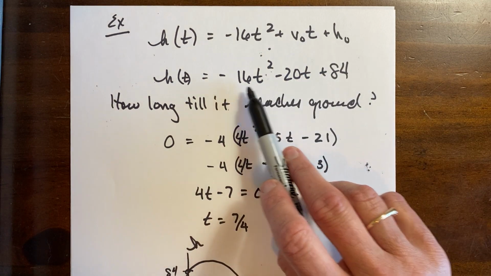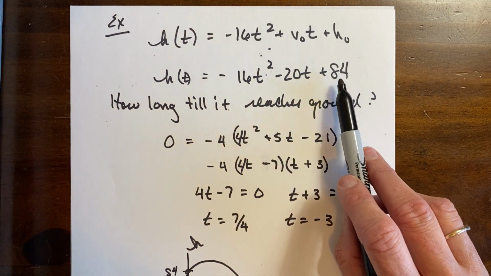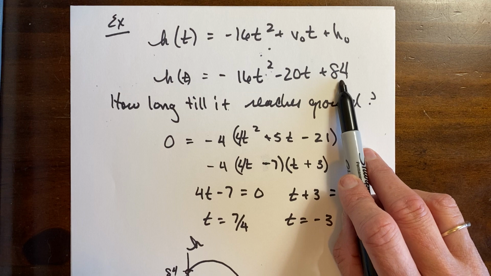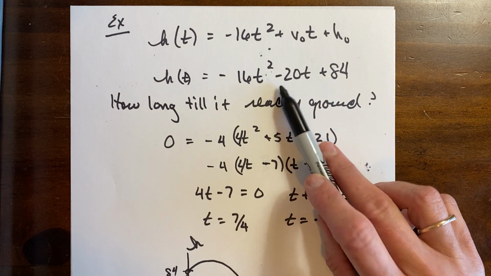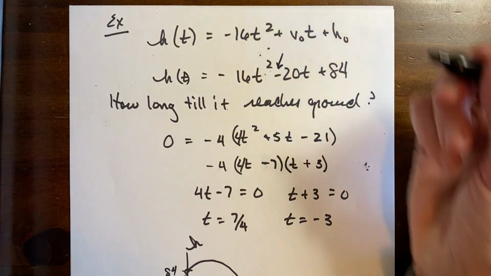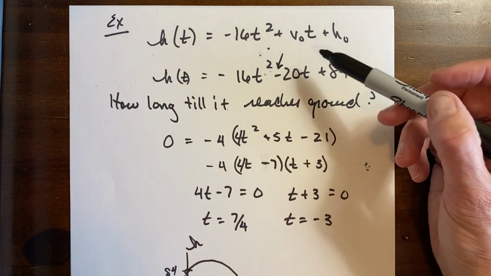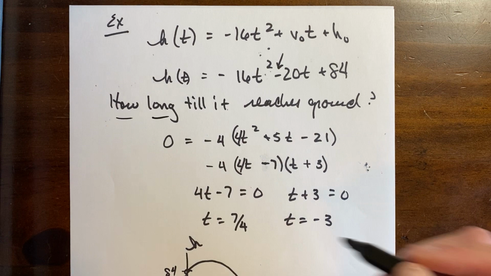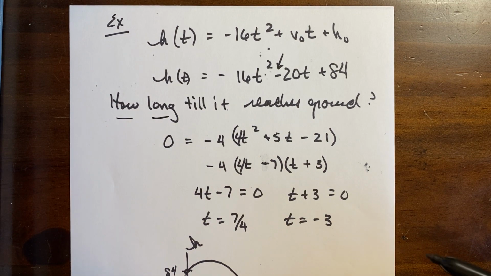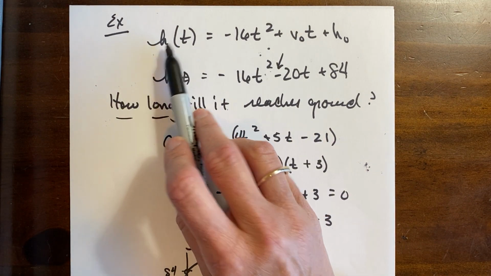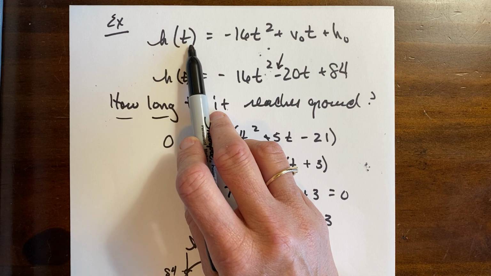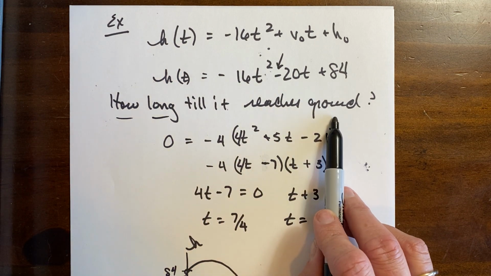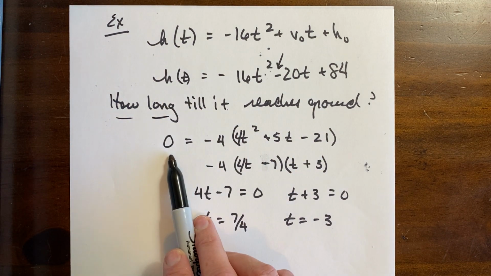So looking at this example, we have an object thrown from a height of 84 feet off the ground. It's thrown downward. That negative sign means it's thrown downward at a velocity of 20 feet per second. How long, that's time, will it reach the ground? Remember, this is the height function with respect to time. So if it's on the ground, it has a height of 0.